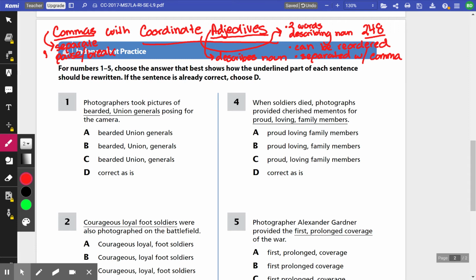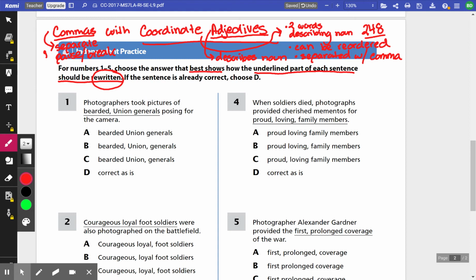All right, so now that we have broken apart our title, kind of refreshed ourselves on commas with coordinate adjectives, we are ready to look at our directions for the independent practice. So for numbers 1 through 5, choose the answer that best shows how the underlined part of the sentence should be rewritten. If the sentence is already correct, choose D. All right, so we know that we are going to have to look at sentences down below. It's going to have an underlined part for us, and we're going to have to figure out how to rewrite that underlined portion using our commas with coordinate adjectives.